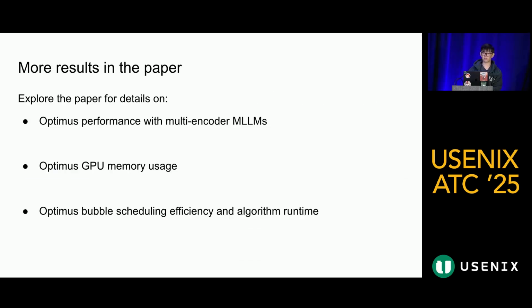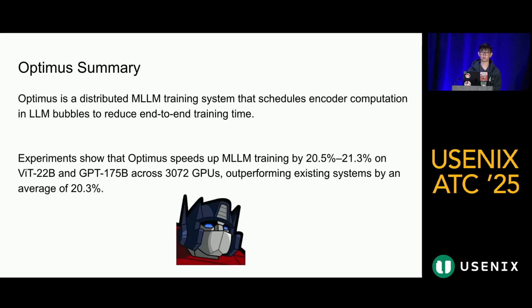We have more results in the paper, for example, Optimus performance with multi-encoder MLLM, and we also check its GPU memory usage overhead. We also have a view of the bubble scheduling efficiency and algorithm runtime. So in summary, Optimus is a distributed MLLM training system that schedules encoder computation into LLM bubbles to reduce the end-to-end training time. We conducted our experiments over 3,000 GPUs, and we found that it can achieve a 20% speedup compared with the state-of-the-art solution.